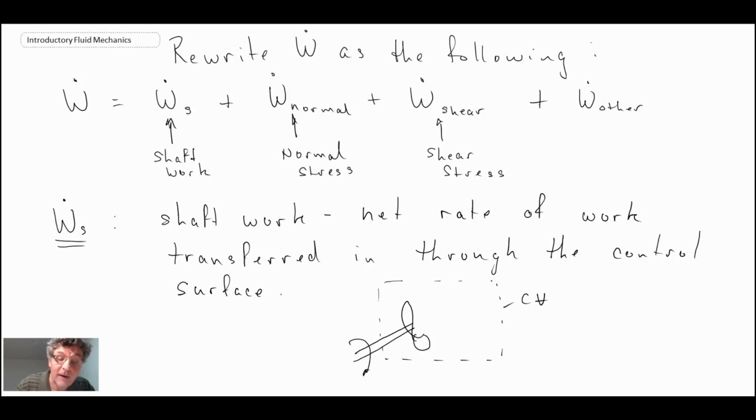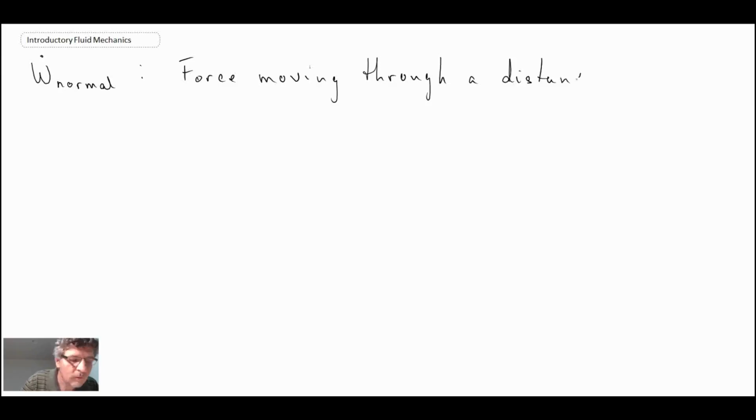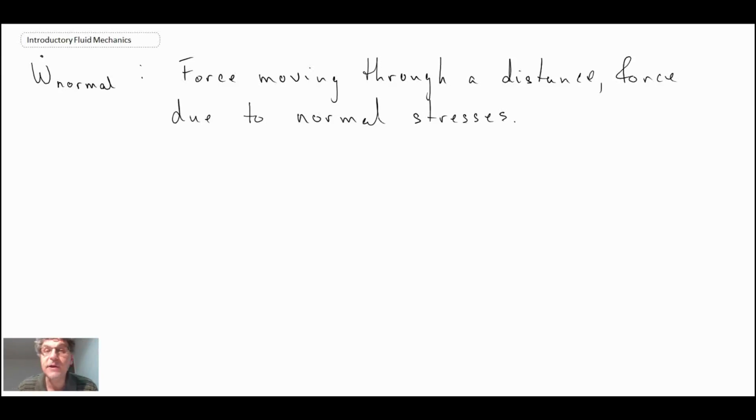So the next one that we have is normal stress. So this is work associated with a force moving through a distance. Remember, we have fluid coming into and leaving our control volume. In thermodynamics, we usually call this flow work, and we're going to go through the derivation of that. But the work itself, remember, work is force times a distance. So we have a force applied over some distance. We haven't defined what the force is yet, nor what the distance is.